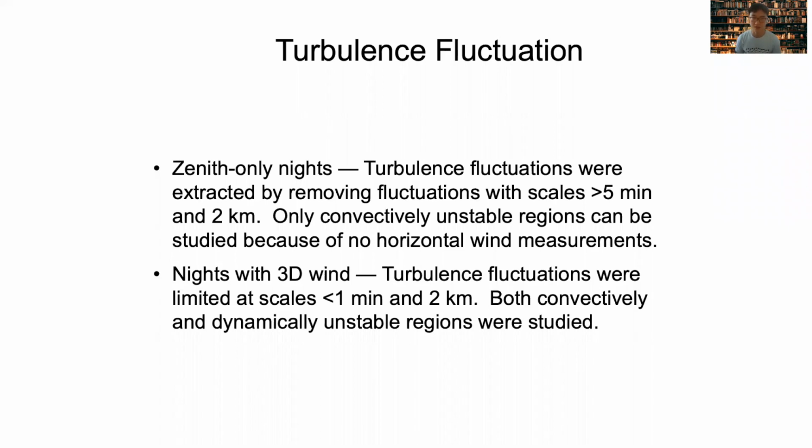There are two types of turbulence fluctuations. For zenith-only nights, turbulence fluctuations were extracted by removing fluctuations with scales larger than 5 minutes and 2 kilometers. Only convectively unstable regions can be studied because there are no horizontal wind measurements. For nights with 3D wind, turbulence fluctuations were limited to scales less than 1 minute and 2 kilometers. Both convectively and dynamically unstable regions were studied.